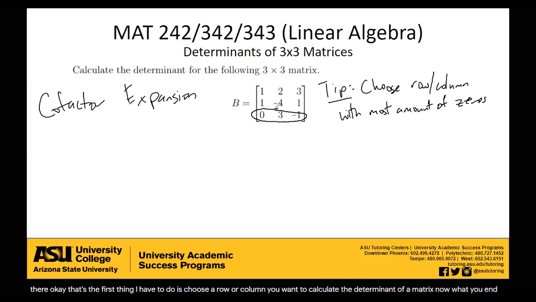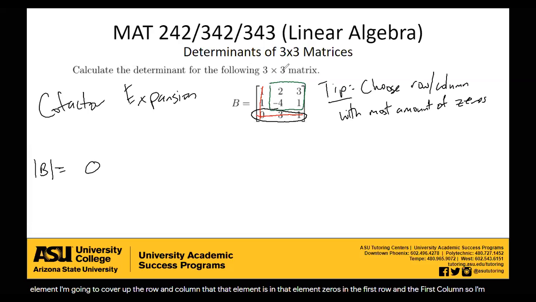Now what you end up doing is going through every single element of that row or column that you chose. So we're trying to calculate here the determinant of B. I start with my first element of the row that I chose, which is 0. Once I start with my first element, I'm going to cover up the row and column that element is in. That element 0 is in the first row and the first column, so I'm going to cover those both up. And you look at what you're left with. I'm left with this 2x2 matrix.